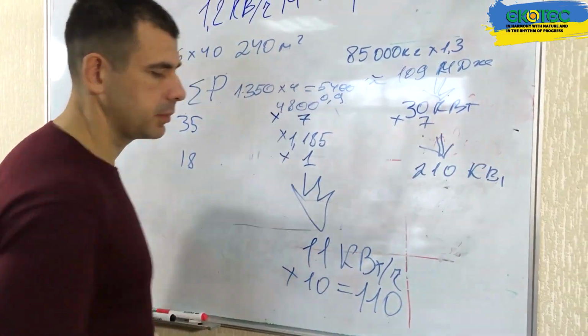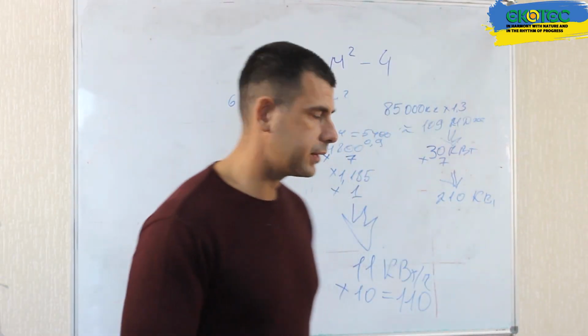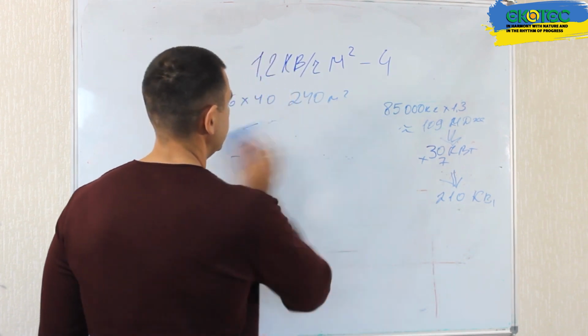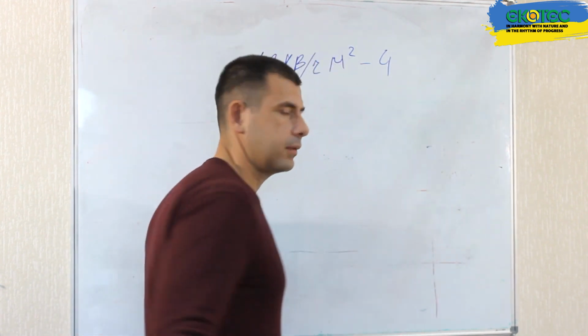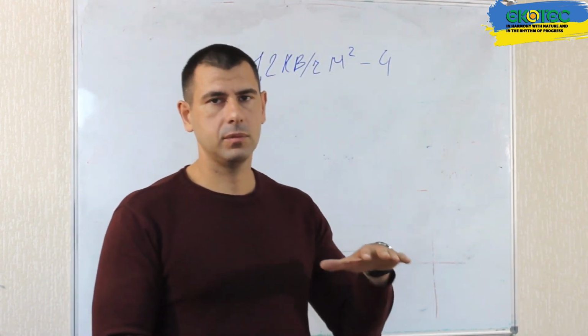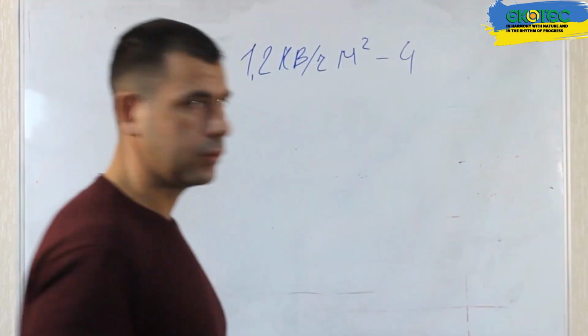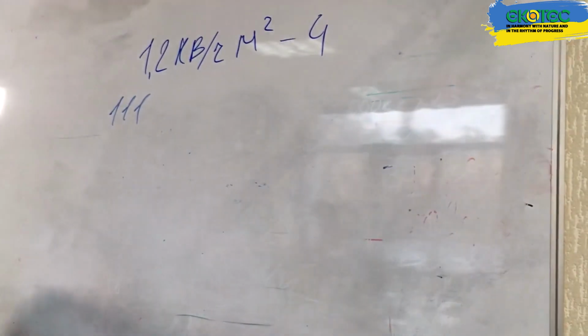What does this mean for a 6x40 meter greenhouse? Let's look at a few scenarios. First, if the temperature inside the greenhouse is 18 degrees Celsius and it's 0 degrees outside, we lose about 26 kilowatts per hour. So, 150 kilowatts would last us almost 6 hours. This is the first scenario.